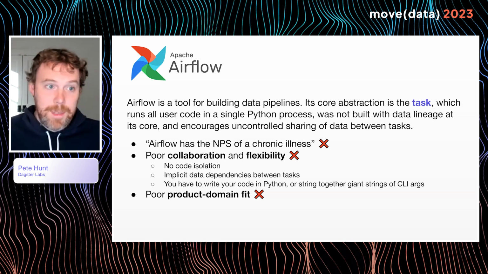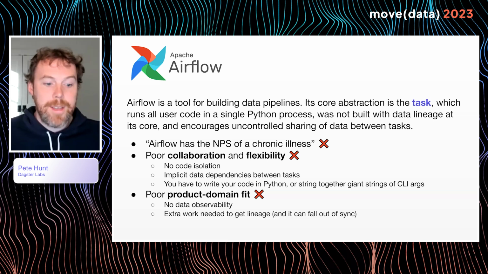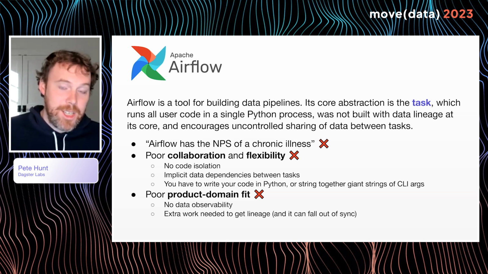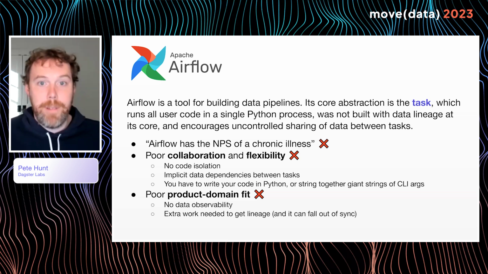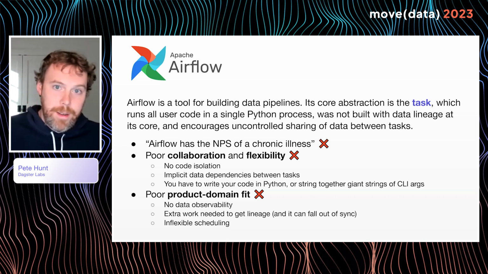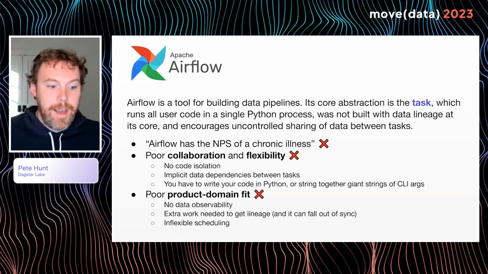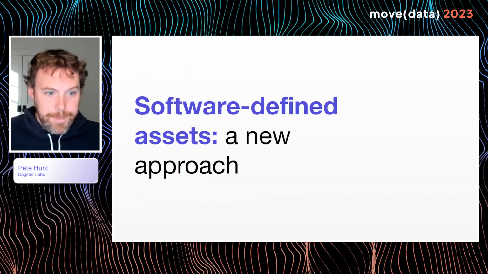Even though a lot of data teams use Airflow, it still doesn't have great support for data observability, and there's extra work needed to get true data lineage, and that data lineage can often fall out of sync and is generally not a rich representation of that data lineage. And finally, while Airflow does support a bunch of different types of cron scheduling, it's still considered fairly inflexible when it comes to those types of scheduling behaviors.